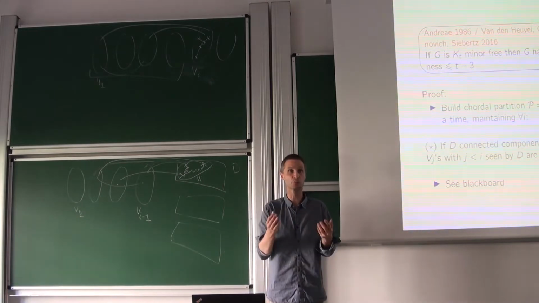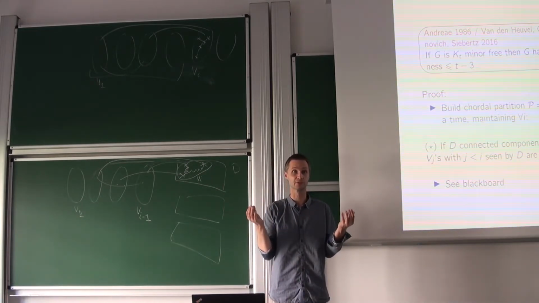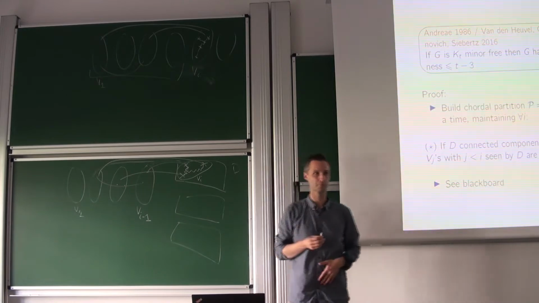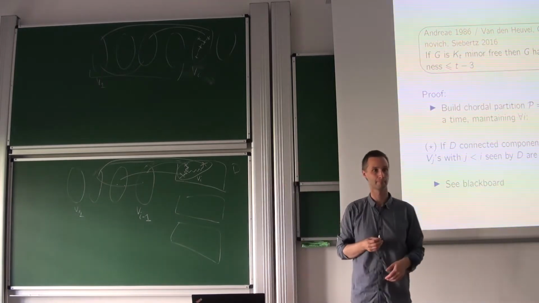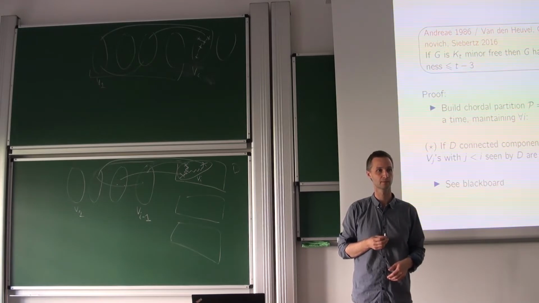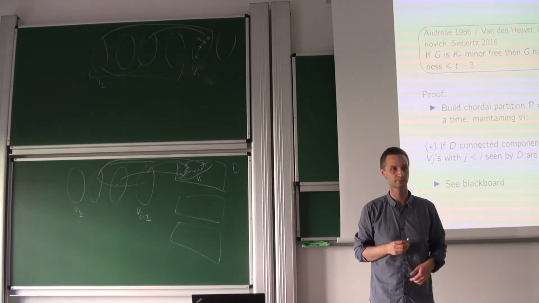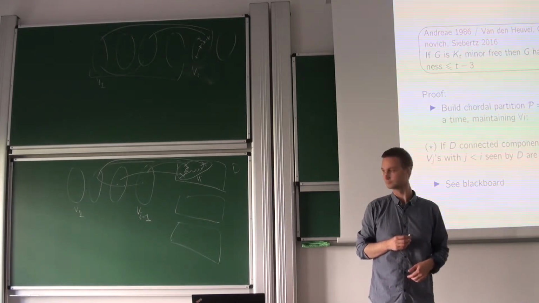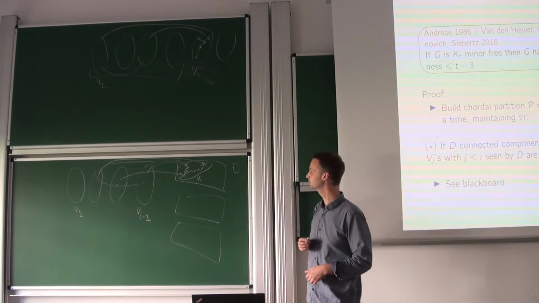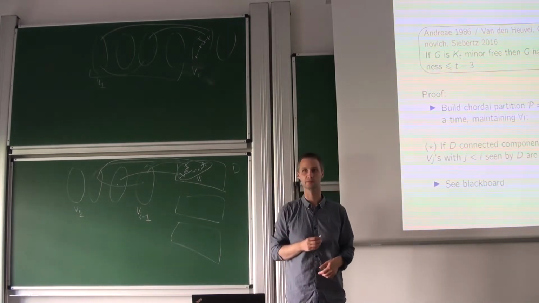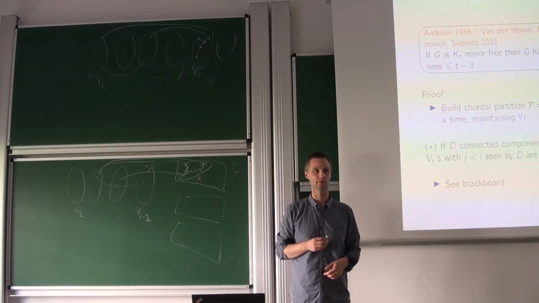Okay, so let's check that the properties of chordal partitions are satisfied so far. Yes, there is a question. Is that forming a tree always if you contract the edges, basically, the geodesics? Sorry, could you repeat? So does that always form a tree-like structure? Yeah, I mean, if you make it canonically, I guess it would define a tree.